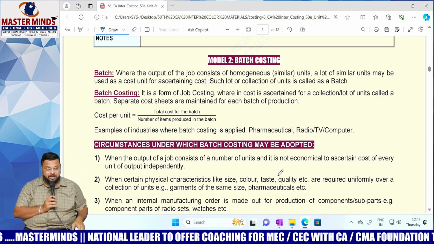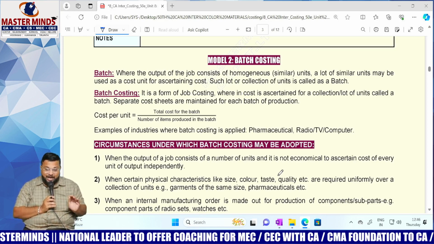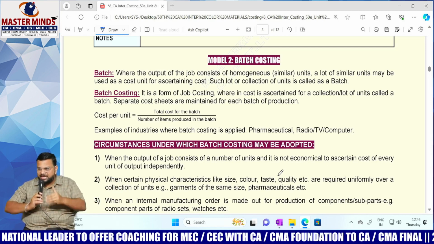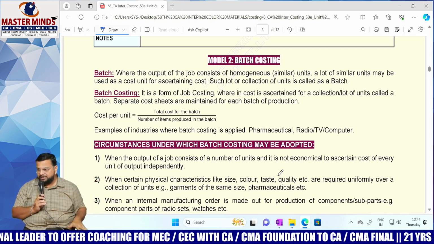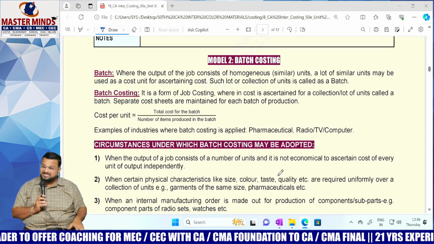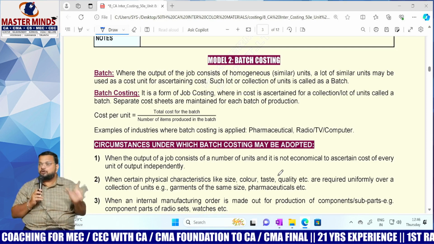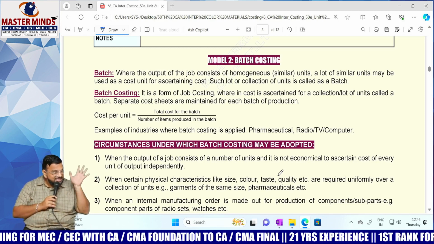So in how many batches do I have to produce 1 lakh bikes? 100 batches. For each batch, I have to assemble and deassemble the machine. At the start of the batch, I have to assemble the machine. At the end of the batch, I have to deassemble the machine. Now, for this assembly and disassembly, definitely I will incur some cost, right? That is called setup cost.